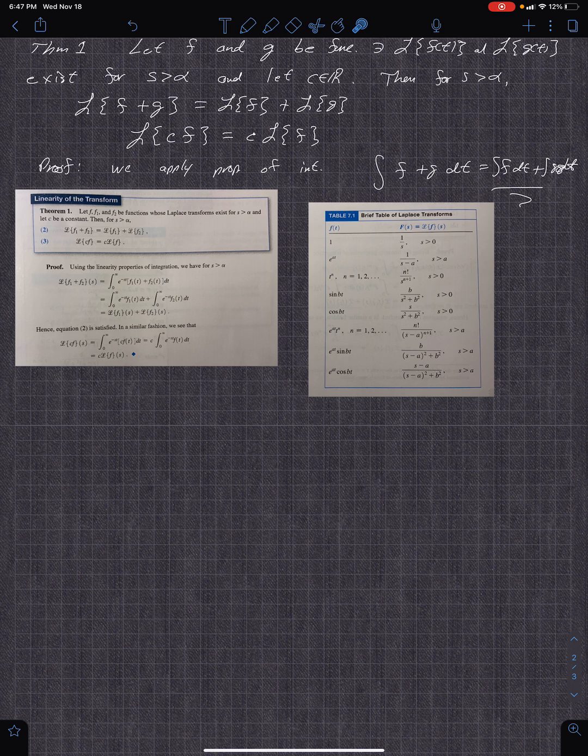Let's see where we are at. So next we'll look at existence: when does it exist? And something called convergence and exponential order. And I'll take another video.